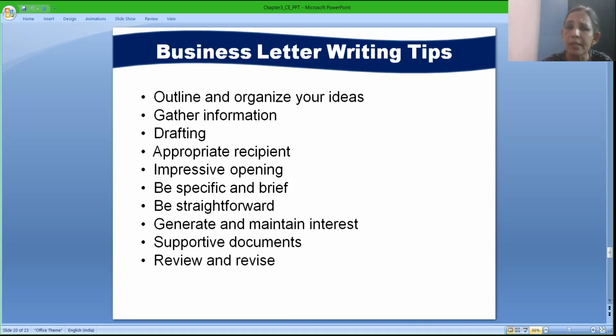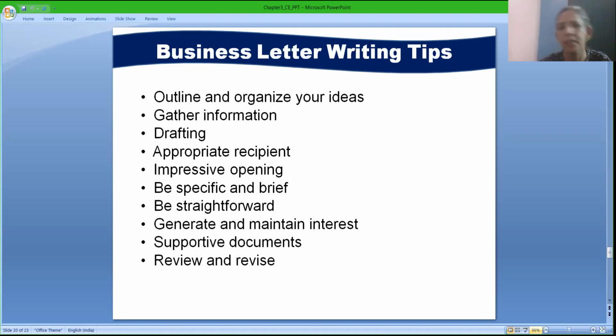How do we generate this interest, or how can we attract the audience, or how can we attract the reader? Add more relevant documents. Supporting documents play a very important role. When people see their profits, when people see their benefits, automatically they get attracted. And finally, before you place it in an envelope and before you post it, review and revise.